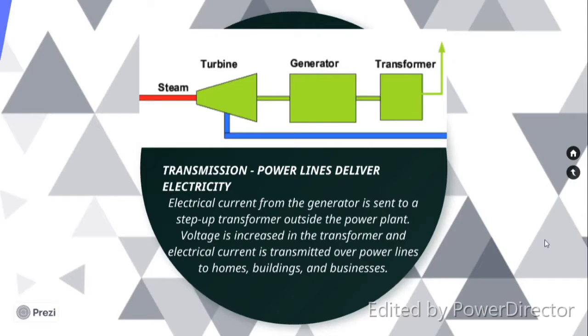Transmission. Power lines deliver electricity. Electrical current from the generator is sent to a step-up transformer outside the power plant. Voltage is increased in the transformer, and electrical current is transmitted over power lines to homes, buildings, and businesses.